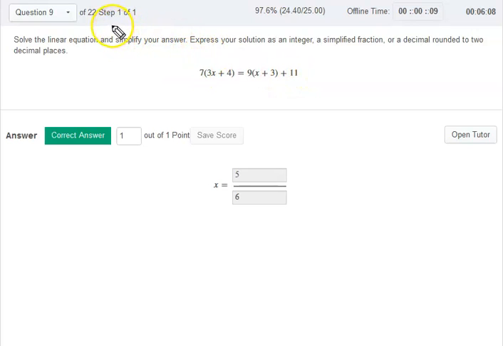So 3 times 7x is 21x. 7 times 4 is 28. So you can get rid of the parentheses. You don't have to write this stage down here. And then 9 times x is 9x. 9 times 3 is 27. And then plus 11. So let's go to our whiteboard.